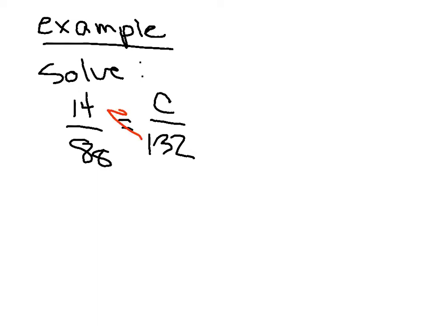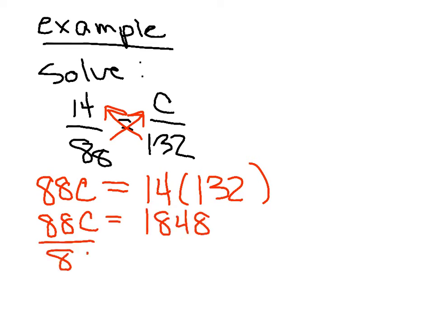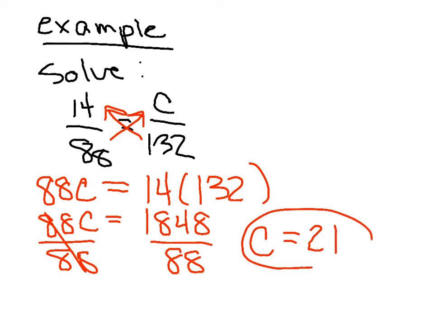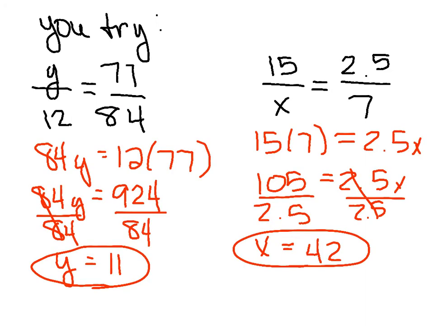Another example. Okay, solve. Cross product up, do some multiplication. 88c equals 14 times 132. Okay, multiply. I get 88c equals 1,848. Solve for c. Okay, you try the next two. Go ahead and push pause and try them. There you go, 2 answers. I did the cross product of each and solved for the variable.